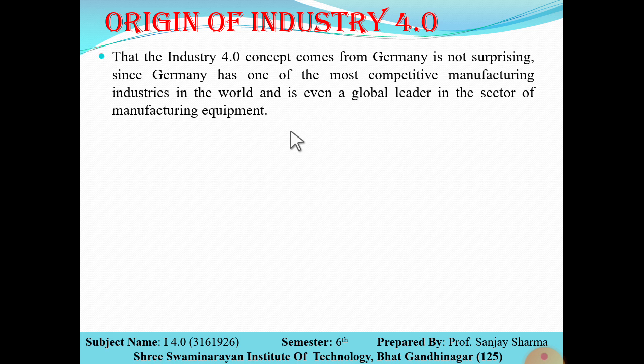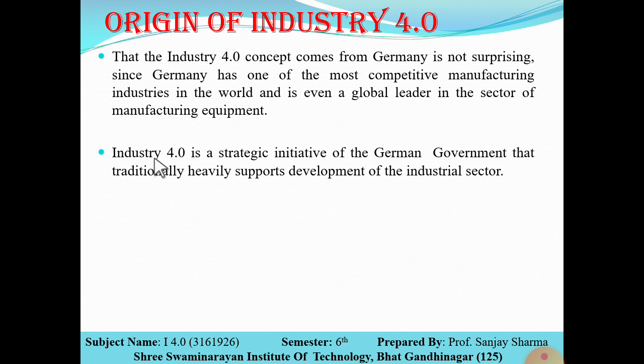There is a huge opportunity for mechanical engineers in Germany, as it is a global leader in manufacturing equipment. So the concept of Industry 4.0, the origin of that comes from Germany. So the German people have adopted this Industry 4.0. Industry 4.0 is a strategic initiative of the German government that traditionally heavily supports the development of the industrial sector. So this initiative was taken by the German government in order to support the development of the industry.